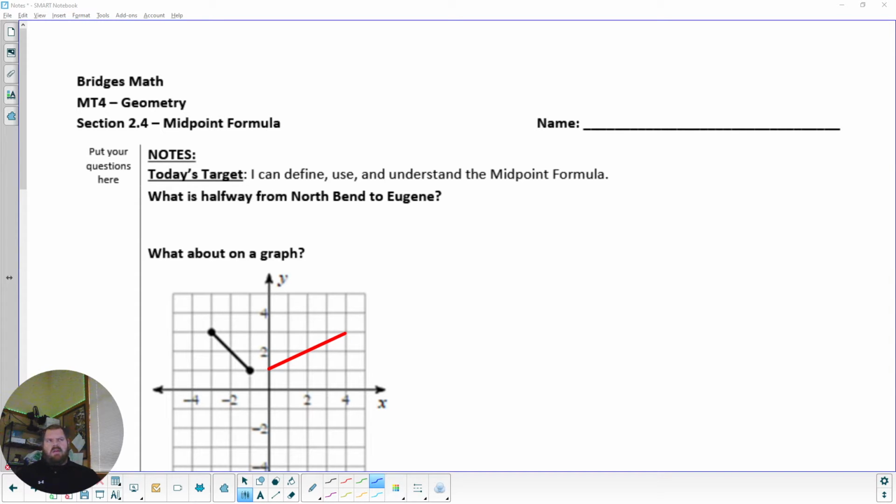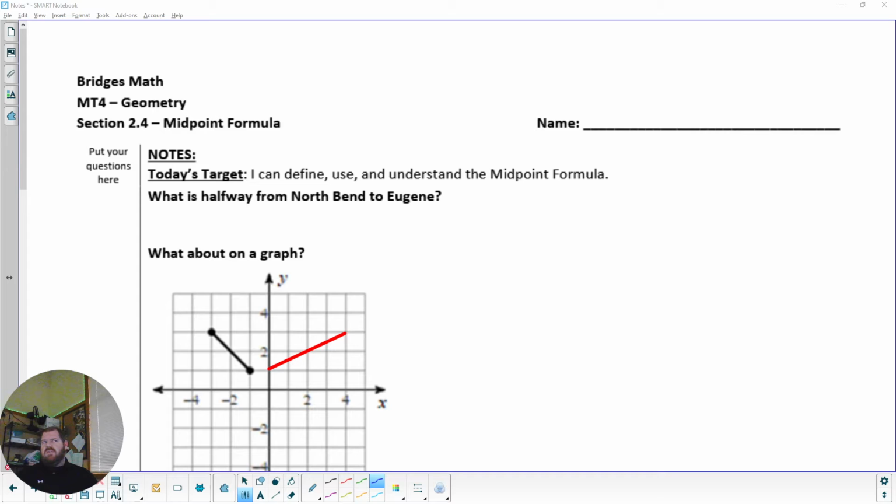I started the normal class. This is abnormal, but the day in class we took a look at what we mean when we say halfway between two locations. I used North Bend to Eugene today. And a lot of times we mean various different things. We either mean distance-wise or time-wise, and typically we mean traveling, right? Driving, whatever the most common mode of transportation is between the two locations.